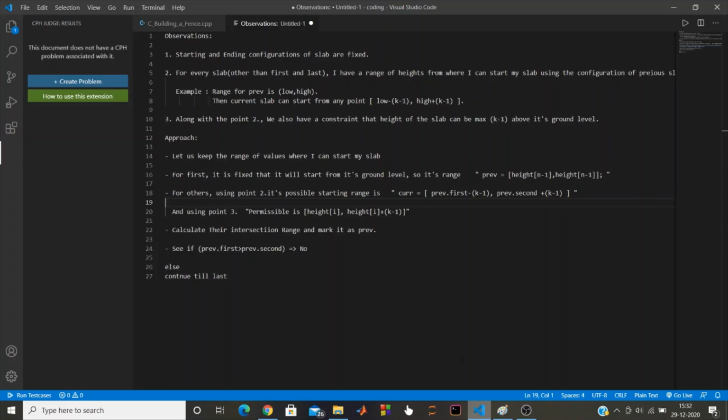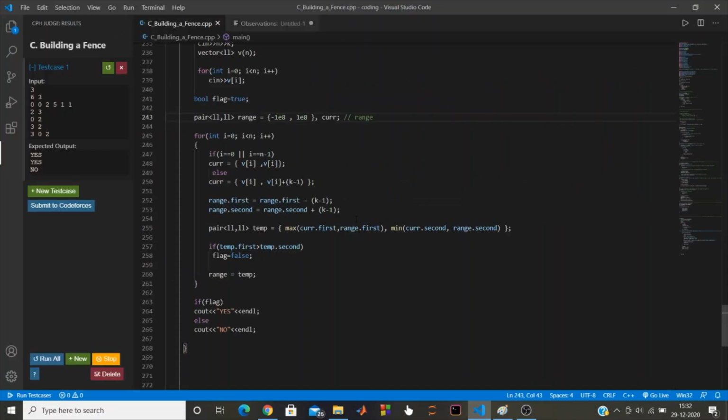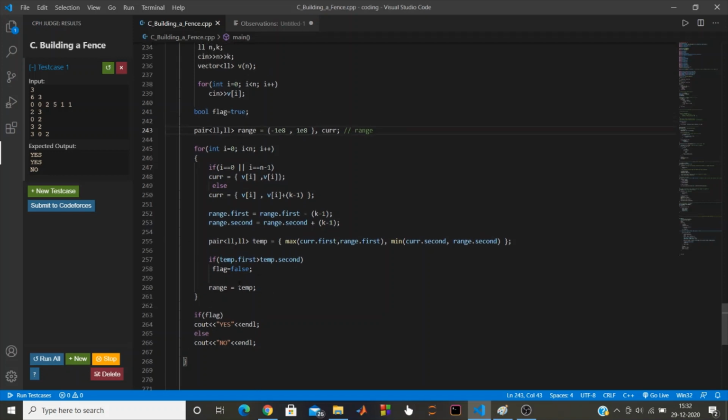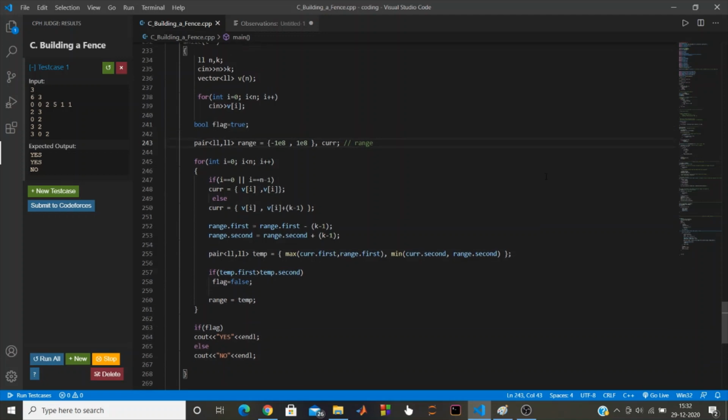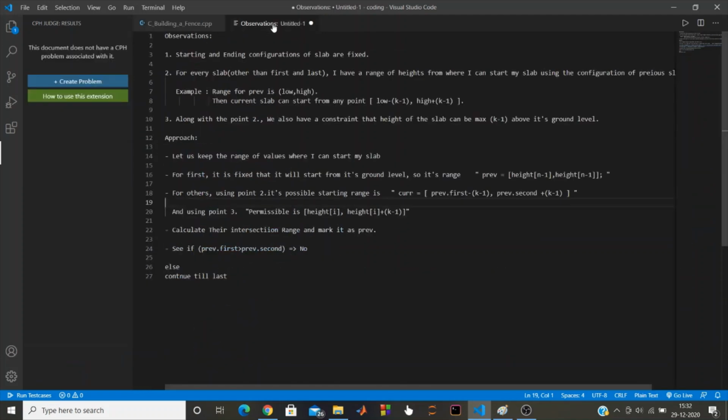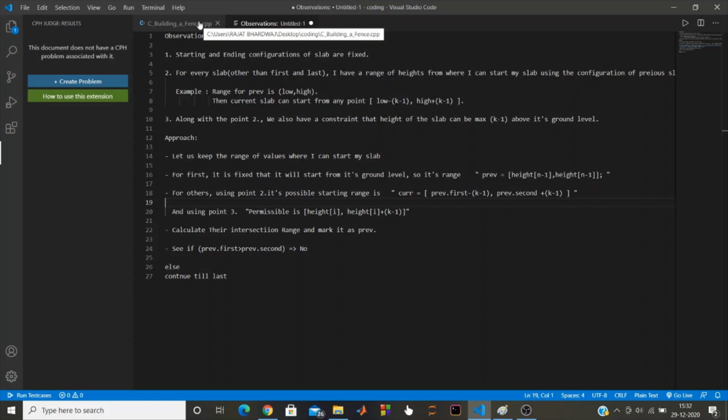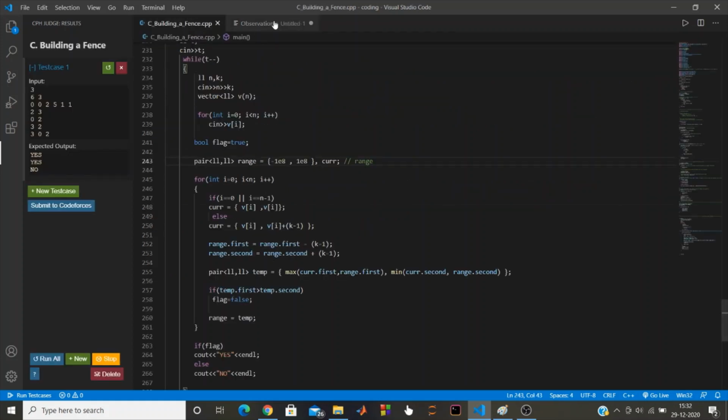The same I have done here: maximum of first, minimum of second. I'm updating, and checking that if its first is greater than second, then I set the flag to false. Else I will continue. And if my flag is true for all the loop, then the answer is yes, otherwise it's no. I hope this explanation is understandable. I tried to keep it very simple, and it was a nice question. Yes, truly. So thank you for watching. Keep coding.